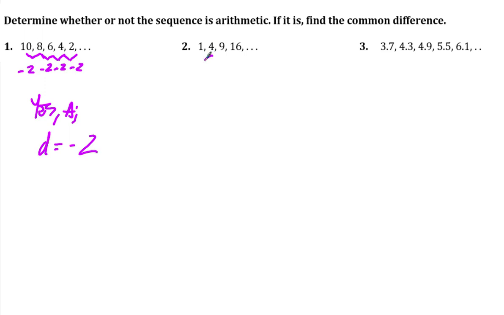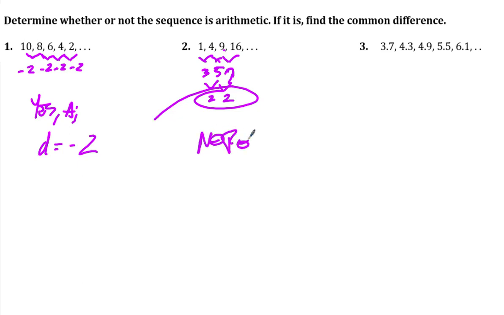All right, let's check number 2. 4 minus 1 is 3. 9 minus 4 is 5, so that is not going to be arithmetic. Actually, this is going to be quadratic, because you see the differences are 3, 5, 7. The second layer of differences is 2. If the second layer of differences is consistent, that's quadratic, but that's not what it's asking. It's asking is it arithmetic. Nope, not today.